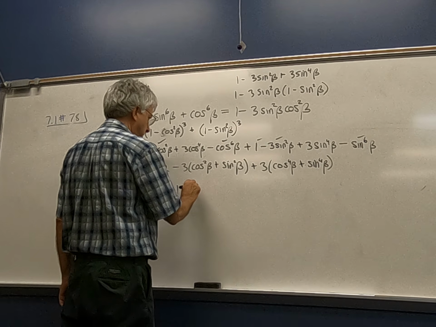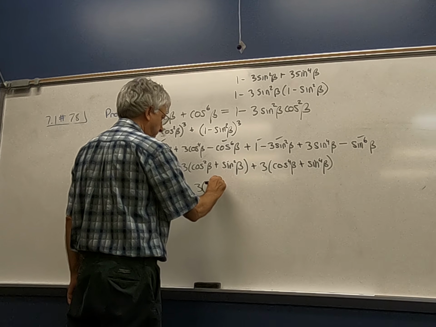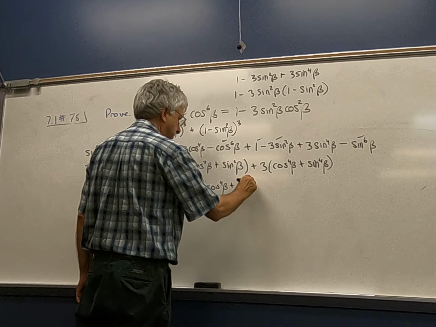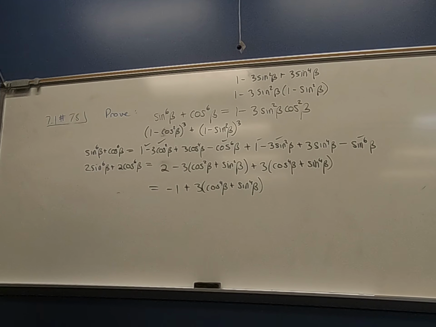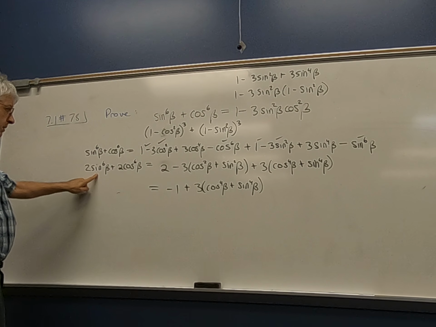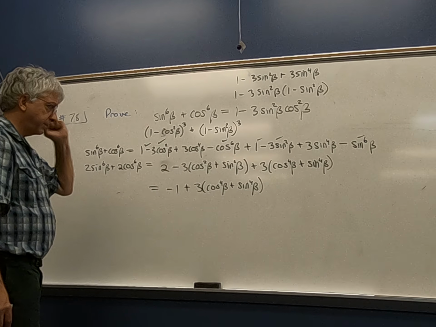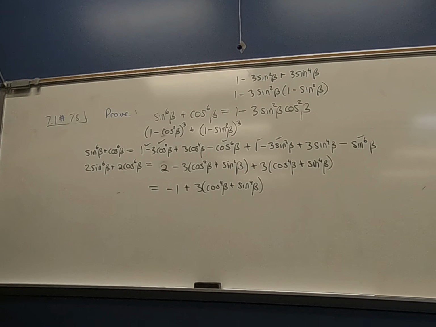So this is plus 3 cosine to the 4th. I don't know what to do with this sum of 4th powers. But we do have sine to the 4th over there, so I suppose we could say it's the square of the square and kind of try to make these things match up. So the problem is, this is twice the left side, so I'd have to divide it by 2 to get the left side. Hmm.